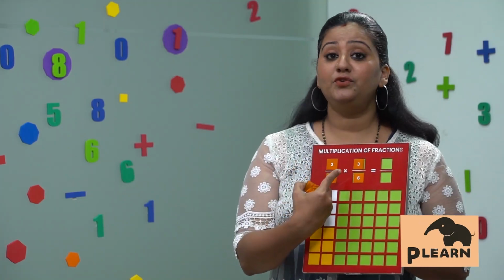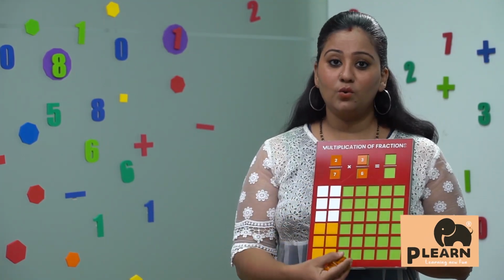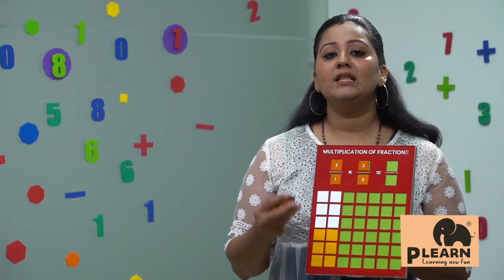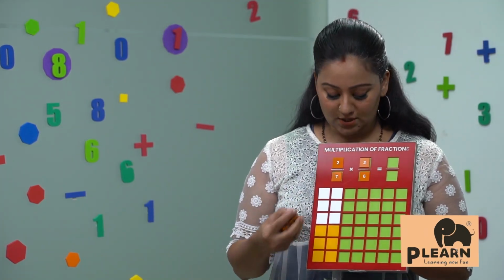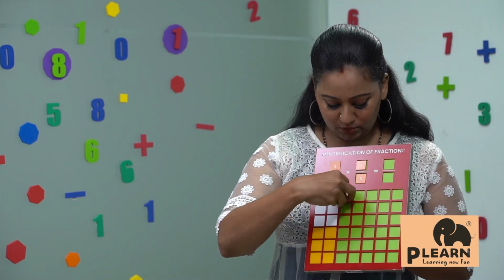Now next we have 3 by 6. That means 3 parts of 6. We have 6 rows here, so we are going to fill 3 rows out of the 6 rows. So these are the rows here, and I am going to fill these rows.